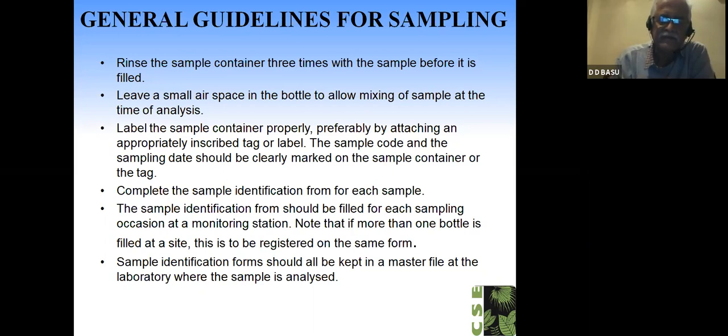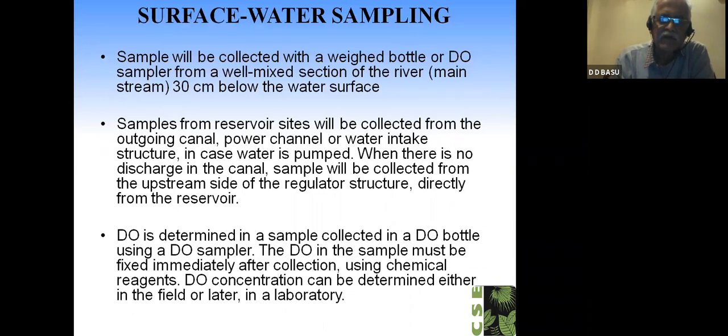Next. Samples will be collected with a weighted bottle or DO bottle 30 centimeters below the water surface. Samples from a reservoir will always be taken from the outlet. That means if it is discharging into a canal, you take it from the canal. And if it is regulated, then you go to the regulatory structure and take it upstream of the regulatory structure.